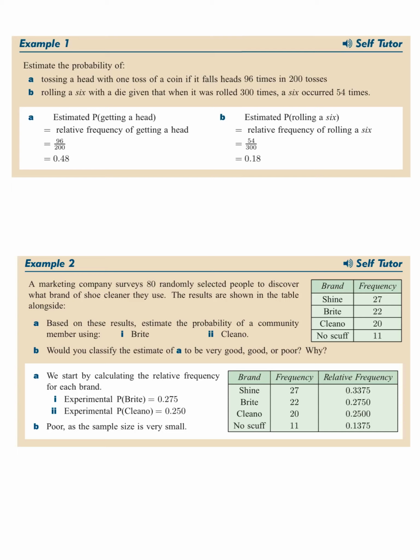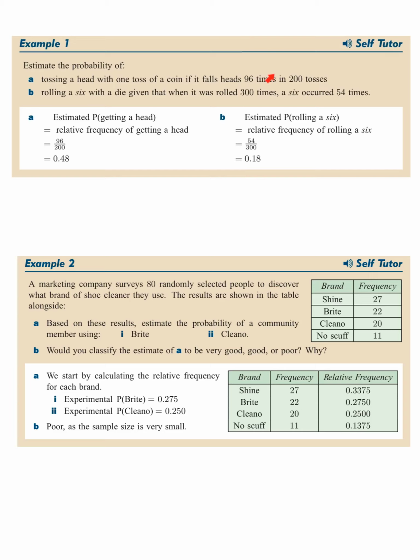Let's have a look at example 1. It's on page 508. Example 1. Estimate the probability of A: tossing a head with one toss of a coin, if it falls heads 96 times in 200 tosses.